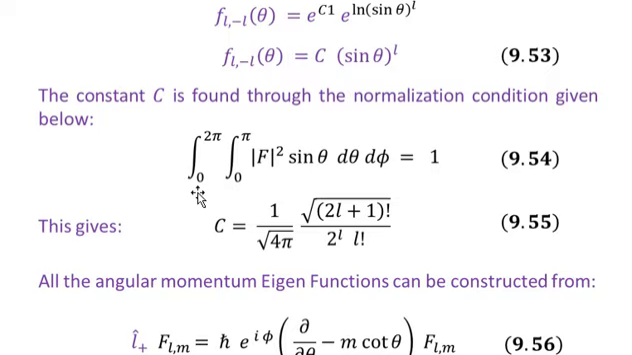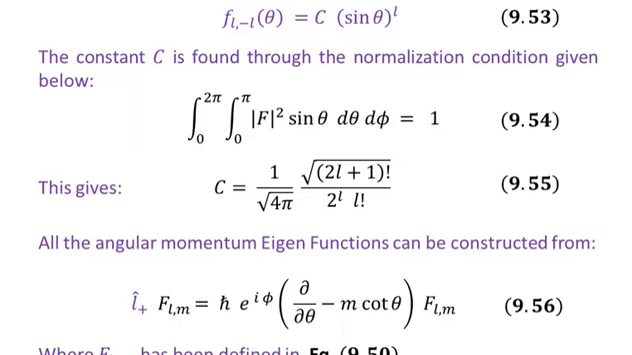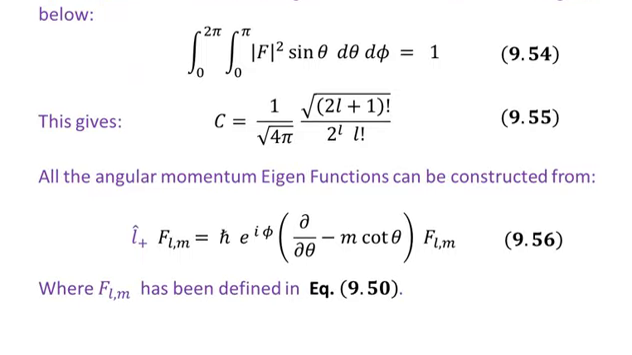And after solving the integral given in 54, you will obtain the constant shown as C is equal to 1 over square root of 4 pi, and then multiplied by the square root of the factorial of 2l plus 1 in the numerator and divided by 2 raised to the power l and the factorial of l. So all the angular momentum eigenfunctions can be constructed from this.